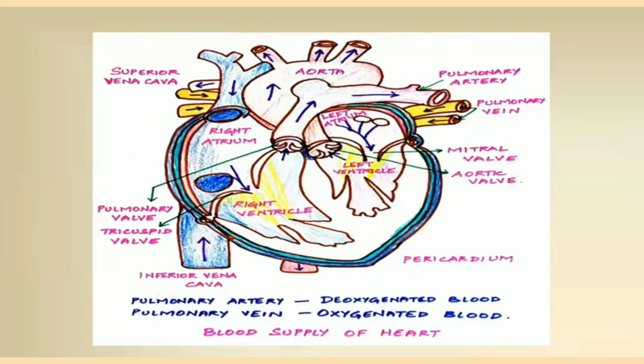Coming to the chambers of the heart, the heart has 4 chambers. The right atrium receives blood from the veins and pumps it to the right ventricle. The right ventricle receives blood from the right atrium and pumps it to the lungs, where it is loaded with oxygen. The left atrium receives oxygenated blood from the lungs and pumps it to the left ventricle.